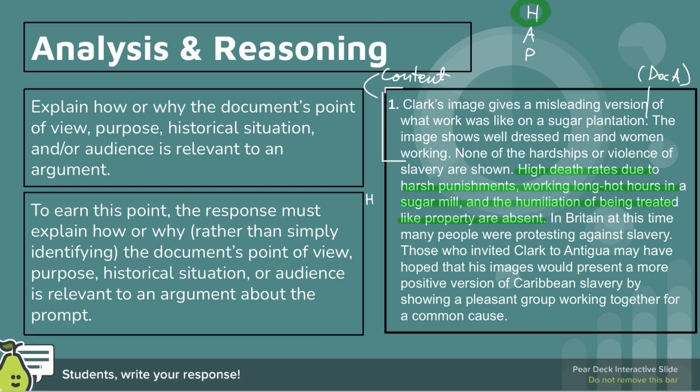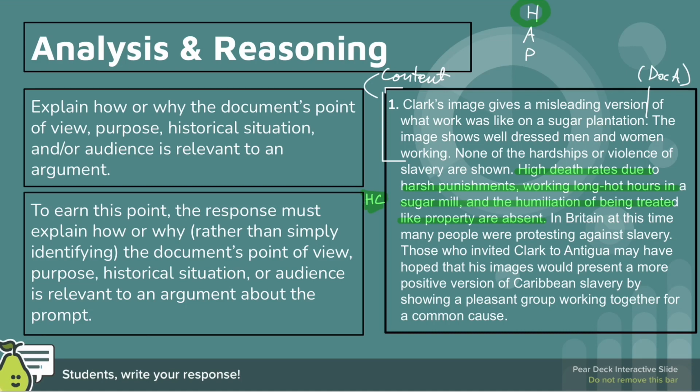The image is depicting a false version of what slavery was like on the plantation, but you know from our lectures what the actual conditions were like. So for context, in period 2, this is what life on the sugar plantation looked like. High death rates, harsh punishments, long hot hours, being treated like property, none of which is depicted in this painting. Okay, so they did content and context. Let's see how they apply purpose and audience.